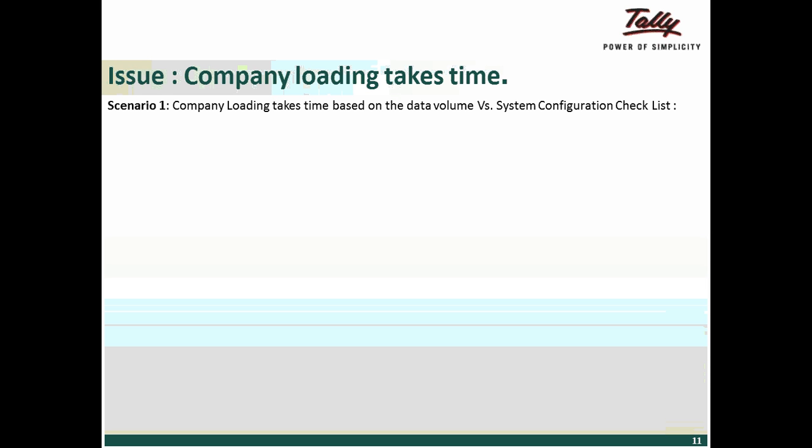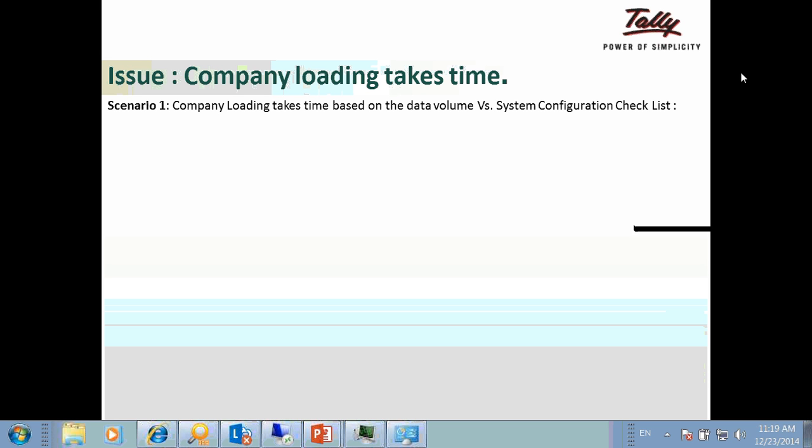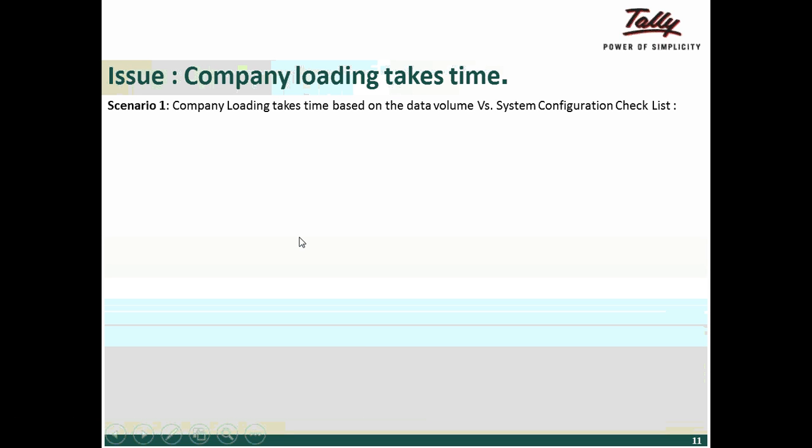What is it in case of scenario 1? Scenario 1 is system configuration versus data volume. In such cases, what are you supposed to do as a partner or support executive? You have to check before jumping to a conclusion. It is recommended to check the data size as per the below details. It may be the number of vouchers.